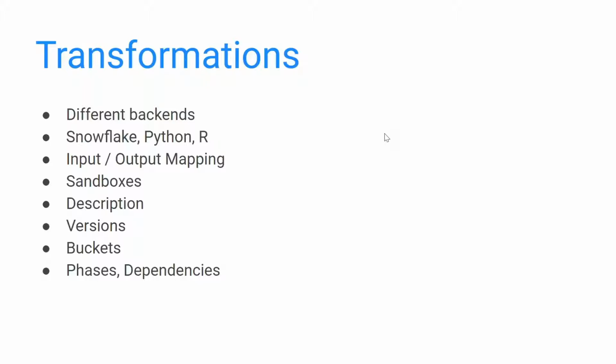Every transformation runs in a separate container, so you have to specify the input and output. This basically says which tables from storage should be loaded into the container and which tables should be loaded from the container back to storage once the transformation is finished. Once you have the input table specified, you can load a sandbox and start developing your transformation.